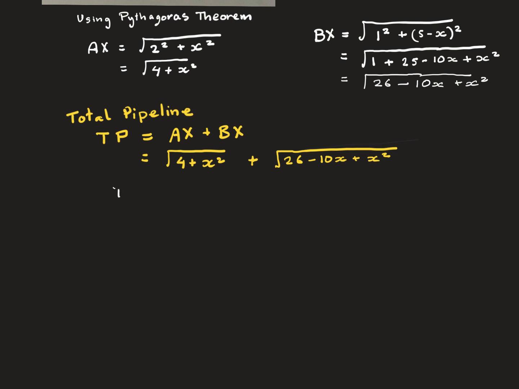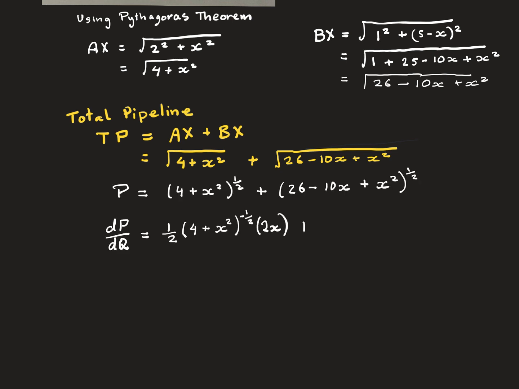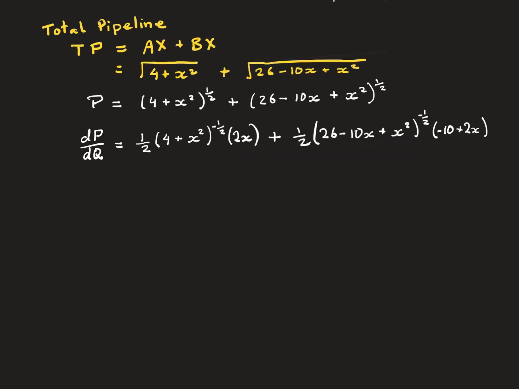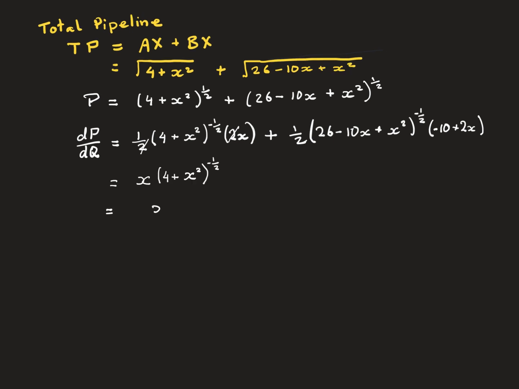And to find out how I can minimize this pipeline, I will have to rewrite this equation so that I can differentiate this. And differentiating this will mean that I'm going to have to use the chain rule twice. First for the first part, and then we'll do the same thing for the second part. And continue just to simplify all this. And once more.